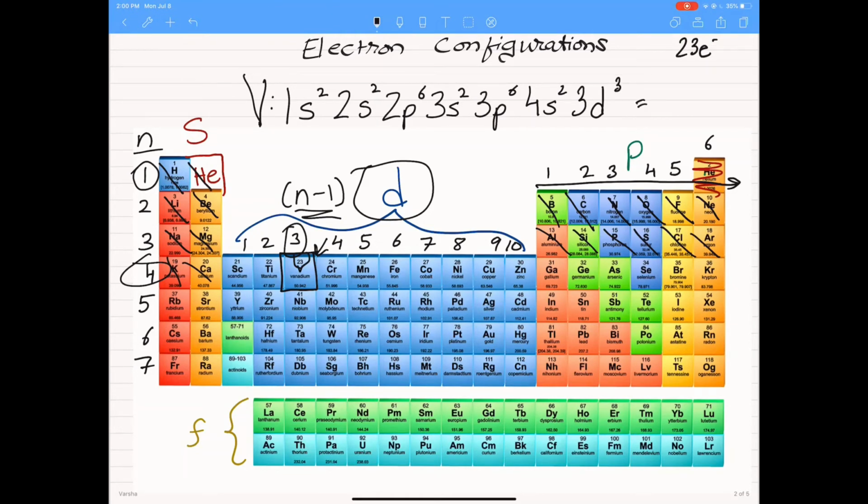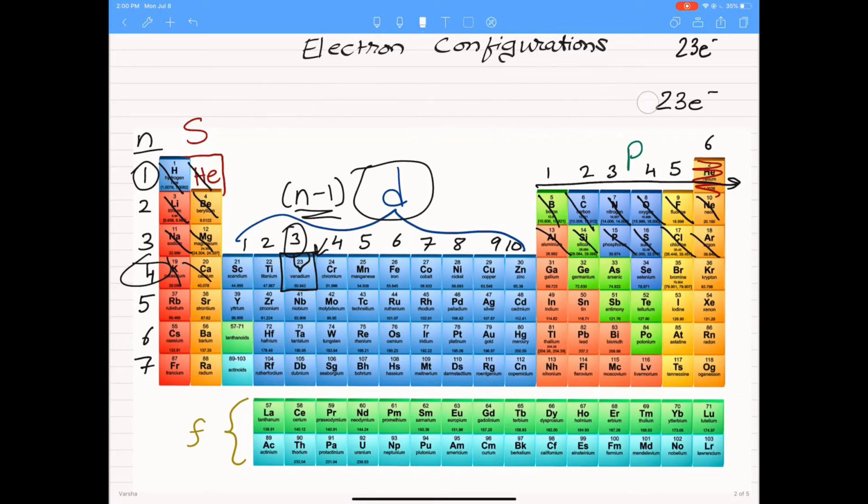And again, as a good way to check that you did it correctly, add up all the superscripts. 2 plus 2 is 4, plus 6 is 10, plus 2 is 12, plus 6 is 18, plus 2 is 20, plus 3 is 23 electrons, which is vanadium. Hence, you have the correct electron configuration for vanadium.